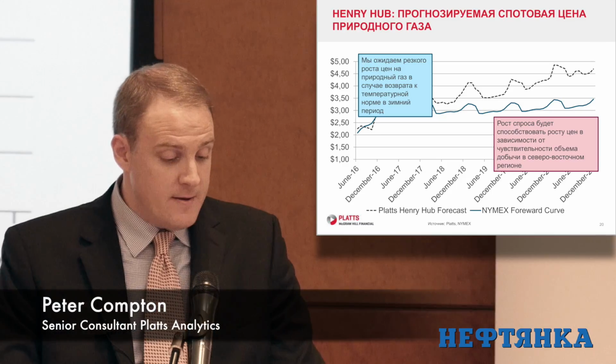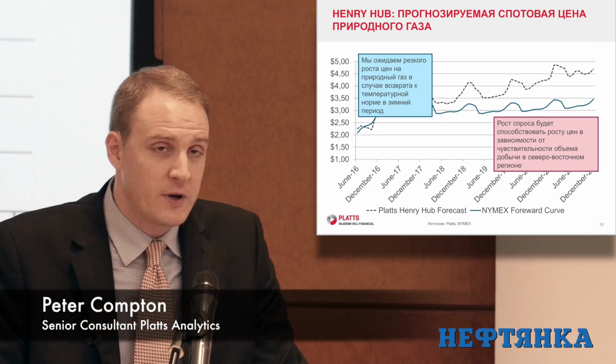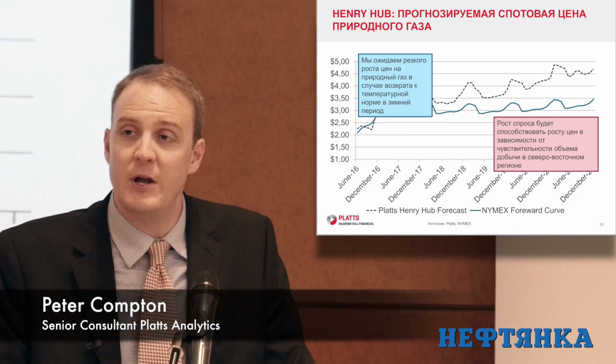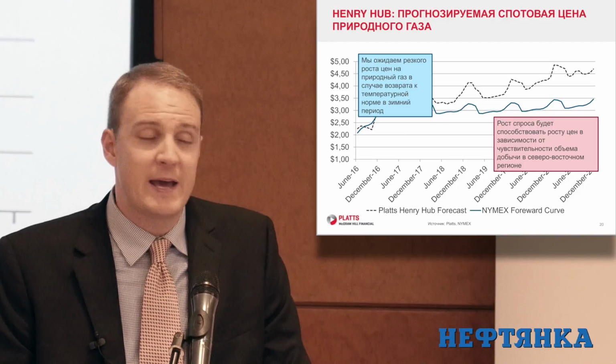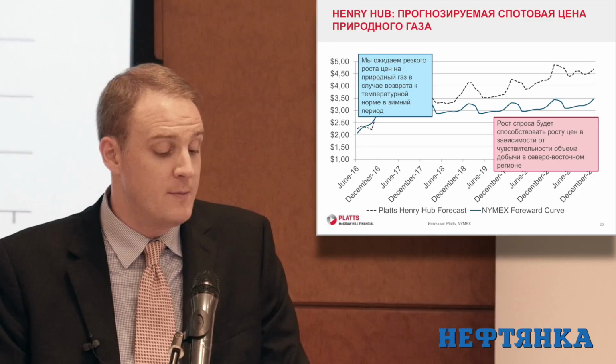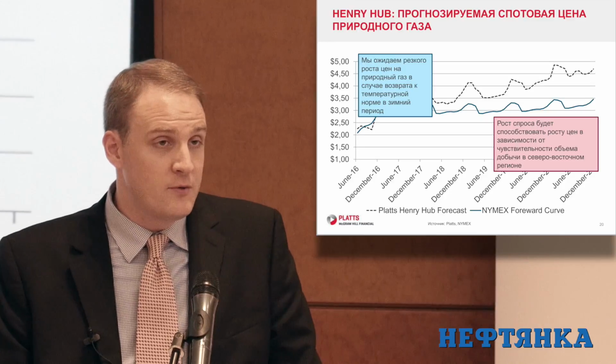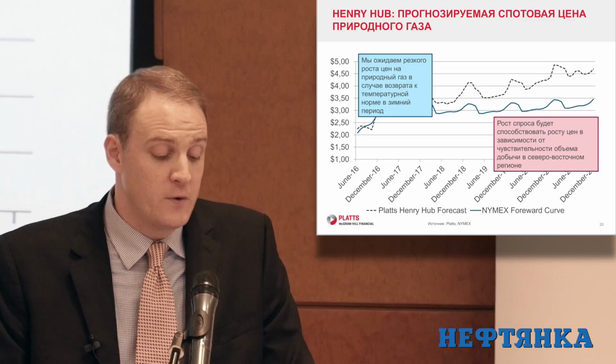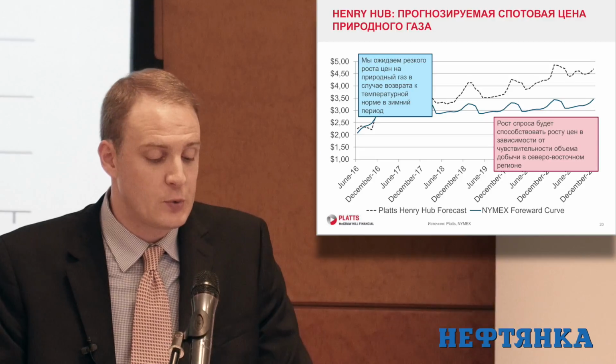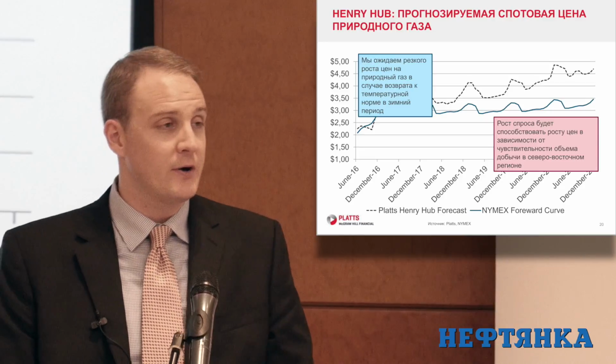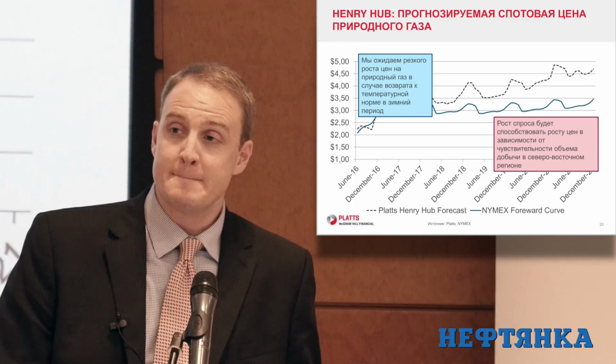Back up a moment. So this is our price forecast for Henry Hub, Henry Hub being the primary natural gas hub in the U.S. The dotted line, which is higher, is our forecast, and we wanted to put it relative to the NYMEX forward curve for comparative sake.